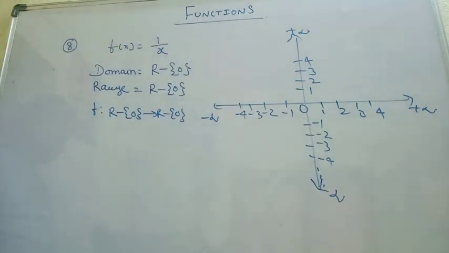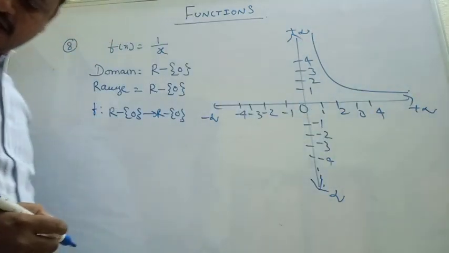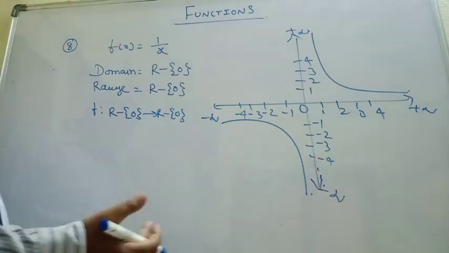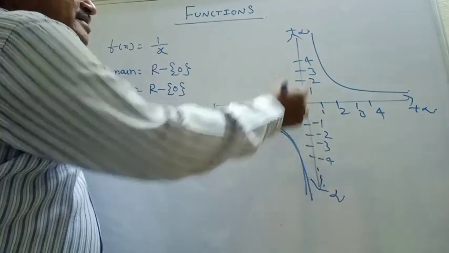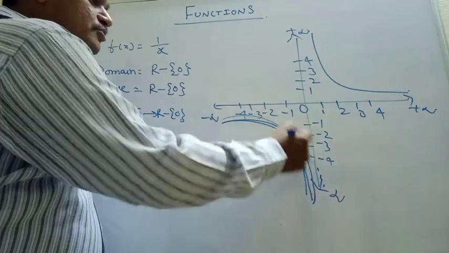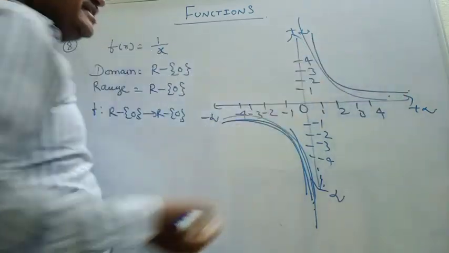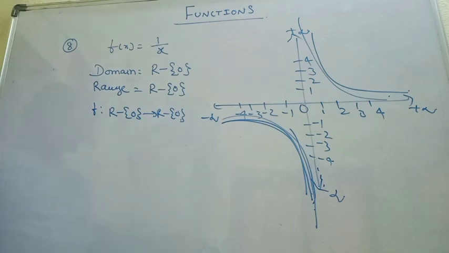Once you have these things, the graph of it is like this. This is what the graph of 1 by x looks like. If you take the values, at 0 it is not defined. At 0 it leads towards minus infinity on one side and plus infinity on the other. At the remaining values it is perfectly defined, and this is the graph of the rational function 1 by x.